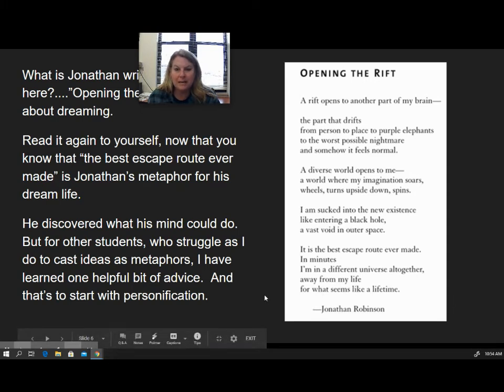That poem probably makes a lot more sense now that you know it's about a dream. Again, like I said, he was able to use metaphor very easily, and it totally works in this poem. But if you're like me and you struggle to do something of that nature, you might start with personification. So let's take a look here.